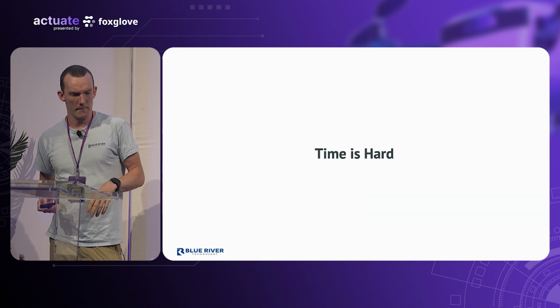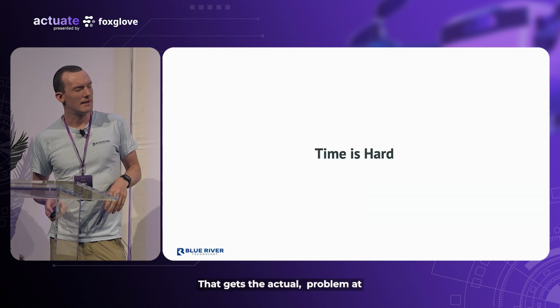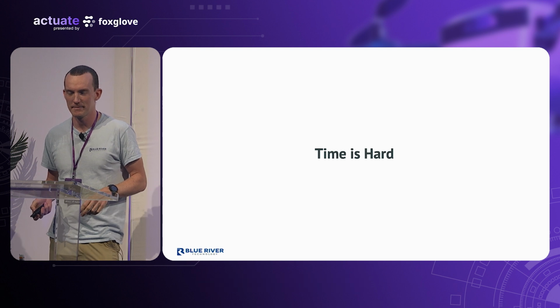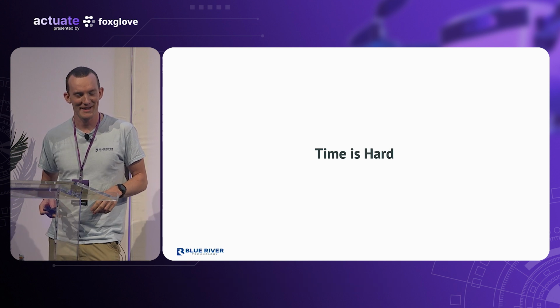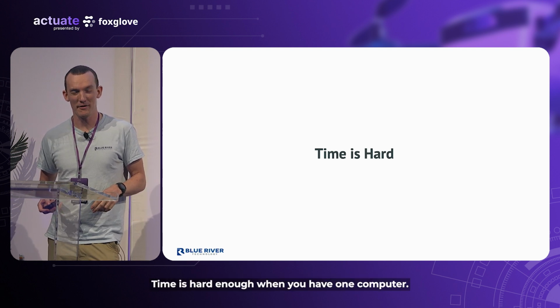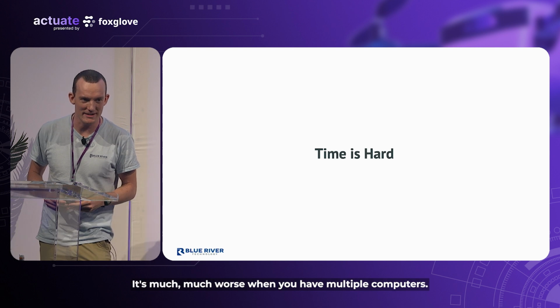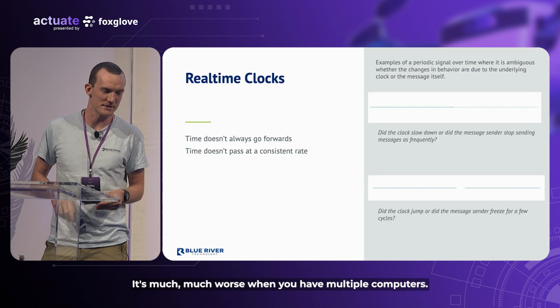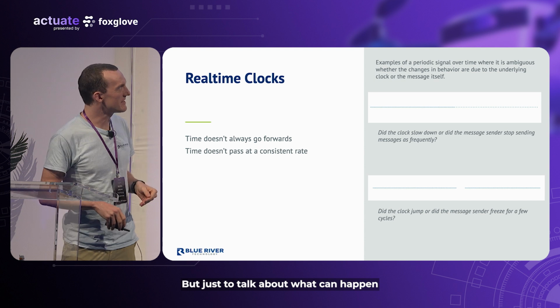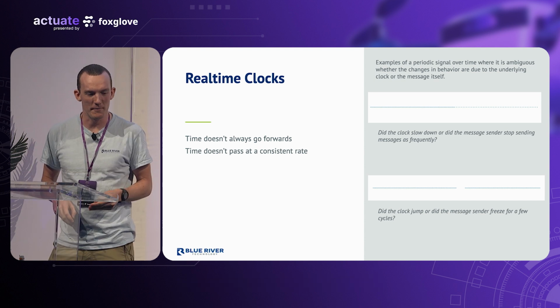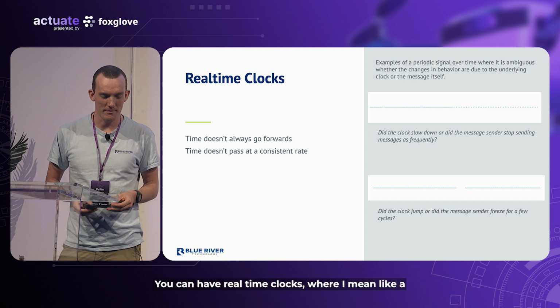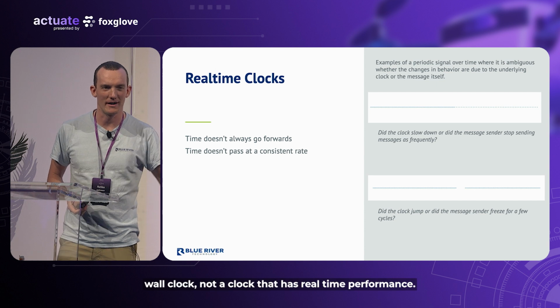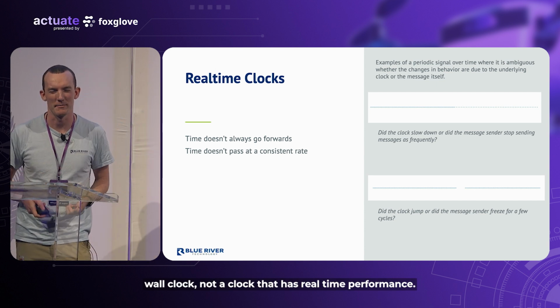But yeah, that gets to the actual problem at hand, which is that time is hard. I think most people in here probably know that. Time is hard enough when you have one computer. It's much, much worse when you have multiple computers. But just to talk about what can happen when you have only one computer, you can have real-time clocks, where I mean like a wall clock, not a clock that has real-time performance.